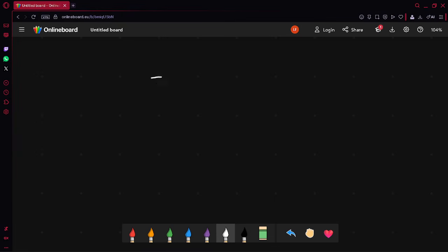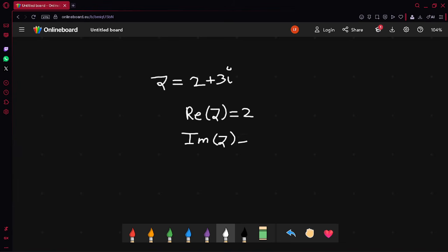So if I gave you a complex number, 2 plus 3i, what is the real part and imaginary part? You're free to pause the video and tell me the answer. So the real part of z is equal to 2, and the imaginary part is equal to 3. So this is how real and imaginary parts of complex numbers essentially work.